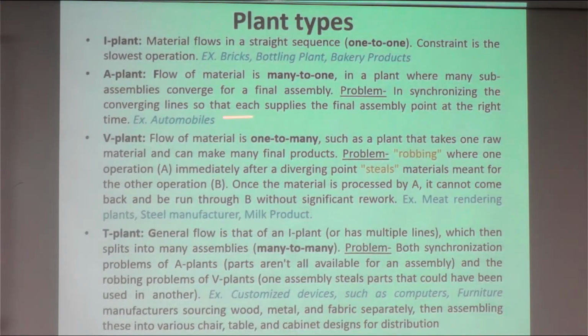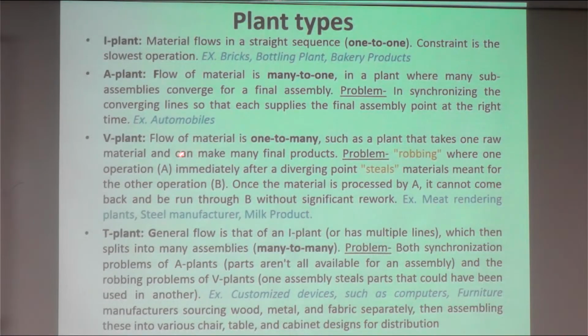That is in synchronizing the converging lines so that each supplies the final assembly point at the right time, so that one after the other, because all the robots are used. You might have seen so many videos, or if you have really been to a Maruti Udyog or Mahindra plant, it comes out regularly in a main assembly line. The chassis moves, and from the side assembly line balance, it is known as assembly line balancing, and with synchronization they reach.